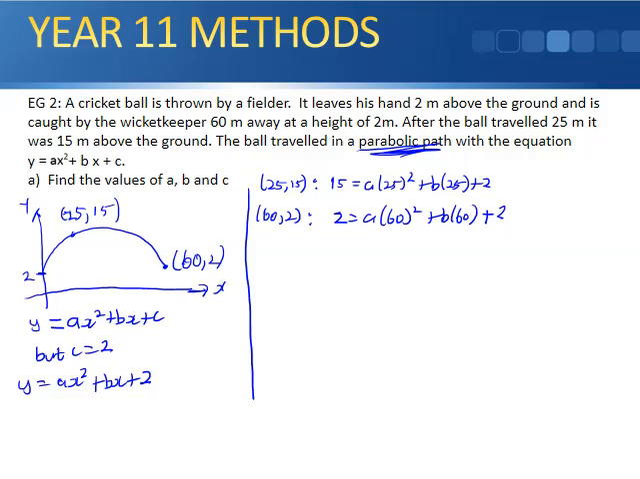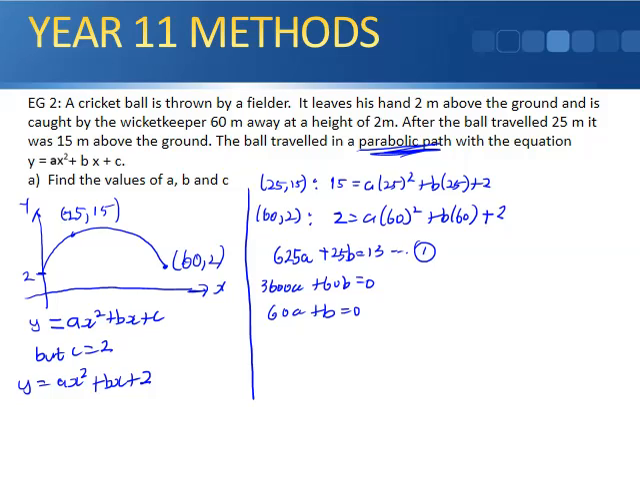Now simplifying the first one, I will get 625a plus 25b equals 13. There's my number 1. The other one, 3600a plus my 60b equals 0. Divide all this by 60, so I'll get 60a plus b equals 0. That's not an issue. It doesn't matter how you do it.